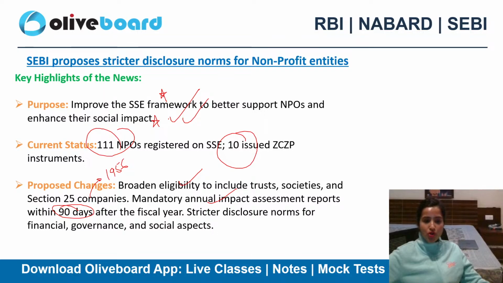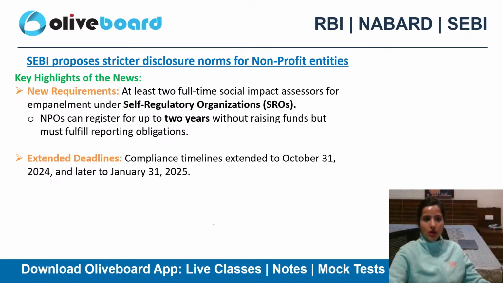Stricter disclosure norms for financial governance and social aspects. Very important. What are the new requirements? At least 2 full-time social impact assessors for empanelment under self-regulatory organizations. NPOs can register for up to 2 years without raising funds but must fulfill reporting obligations. So this is also very important. So what are the new requirements?